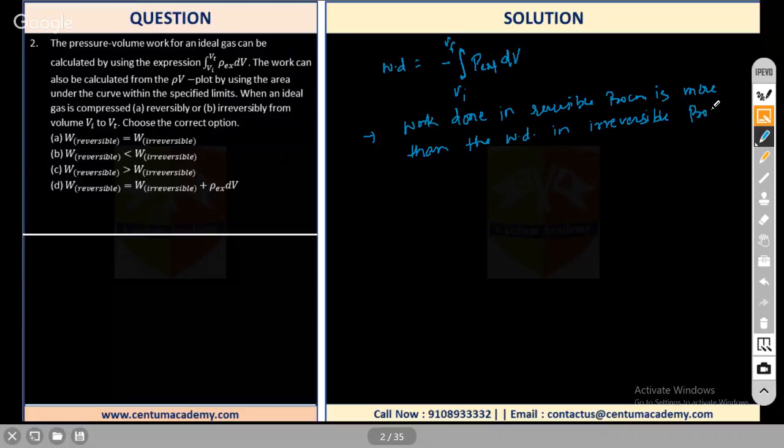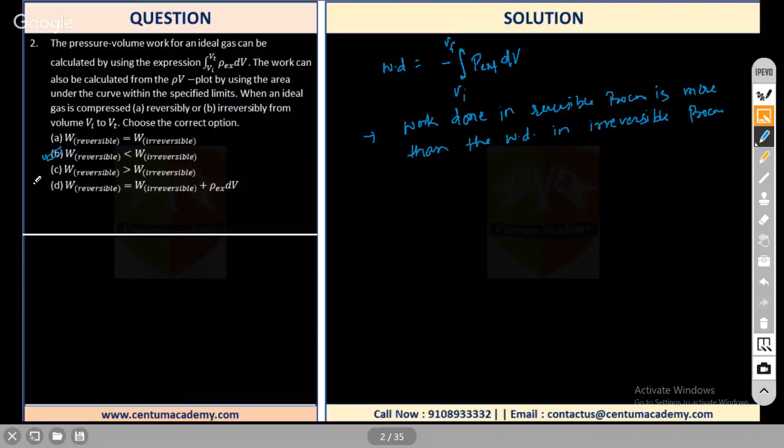But this work done actually includes the negative sign also, right? So it means if you talk about the magnitude of work done, then the magnitude of work done in reversible process should be less than the magnitude of work done in irreversible process. Understood? So here in this case, the answer will be option B.